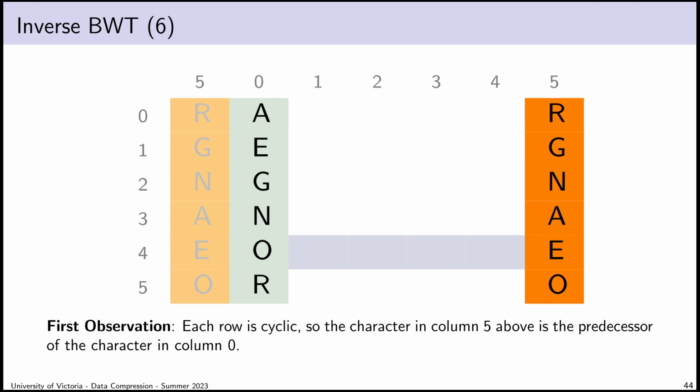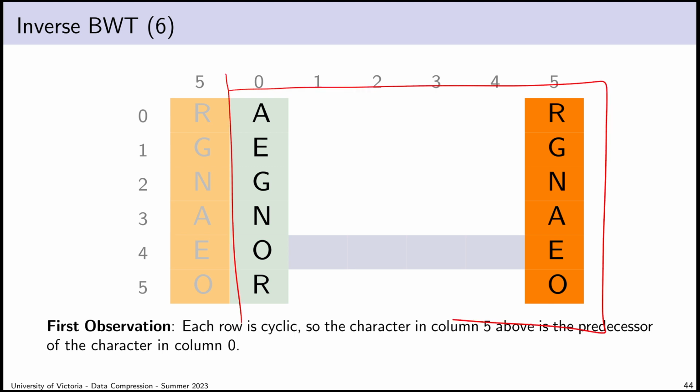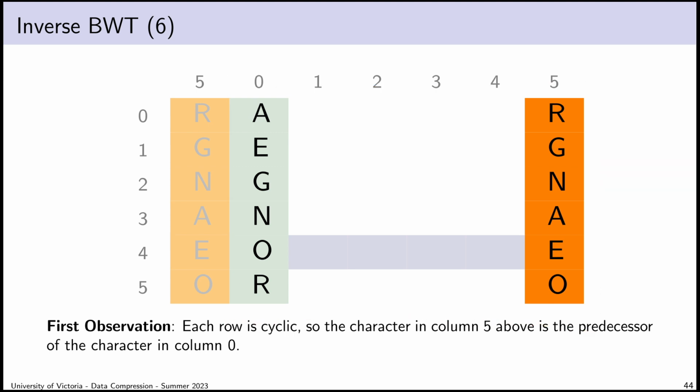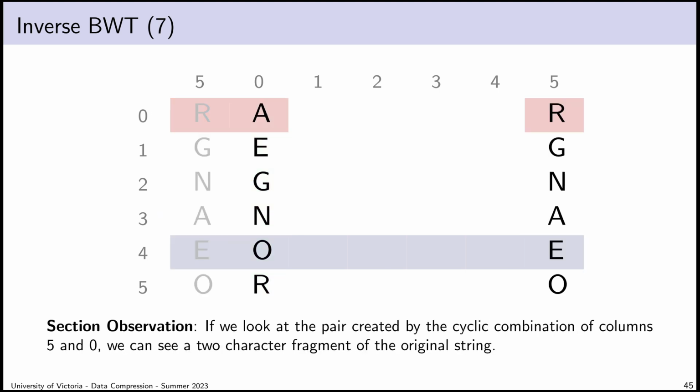Here's my actual matrix, columns 0 through 5. I'll add a sort of phantom copy of column 5 to illustrate the cyclic property of this matrix. So that means R comes before A, or A comes after R, E comes after G, G comes after N. And I can leverage those observations to fill in column 1.